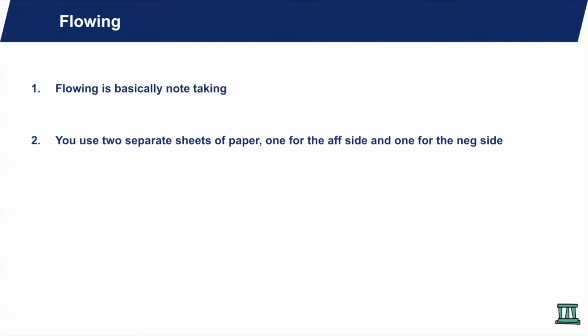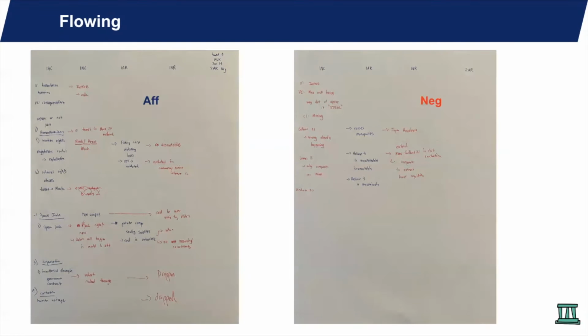For the process of flowing, you use 2 separate sheets of paper if you need a lot of room, but usually you just use 1 piece of paper. You designate one for the aff side and the other for the neg side. And also, when you're taking notes, I personally use a black pen for the affirmative arguments and a red pen for the negative arguments. So this is one of my flows from my past debate rounds, and the one on the left is the affirmative side, and the one on the right is the negative side.